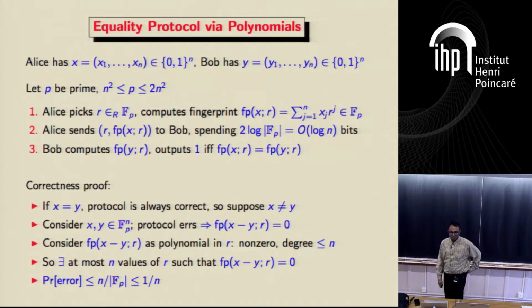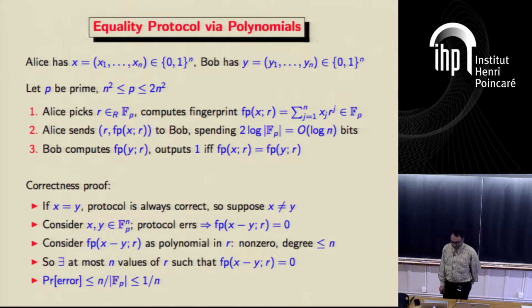Alice is going to pick a random element r in this finite field, and she's going to compute a fingerprint of x using this random element r, defined this way. We just sum the bit x_j, which is either 0 or 1, times r to the j. So it's some computation in the finite field. She then sends this fingerprint over to Bob. If you look at how much communication that involves, you're sending two elements in the finite field, r and this other element. Each requires log of p bits, and that's therefore order log n.